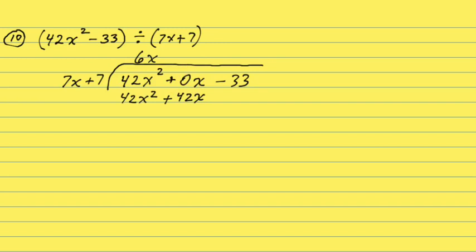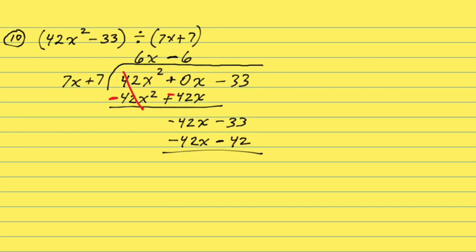Now, again, in division, what you do is you change your signs and add. So those will add to 0. These will add to negative 42x. 7x times what is negative 42x? I believe it would be a negative 6. Negative 6 times 7x is negative 42x. Negative 6 times 7 is negative 42.